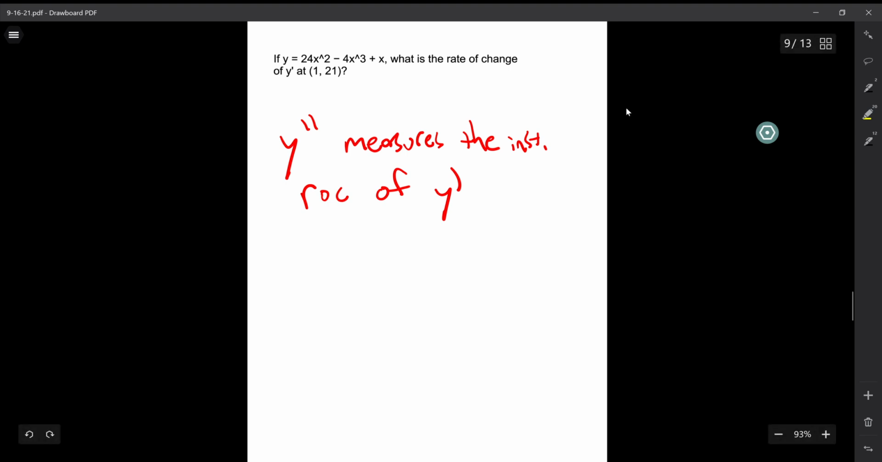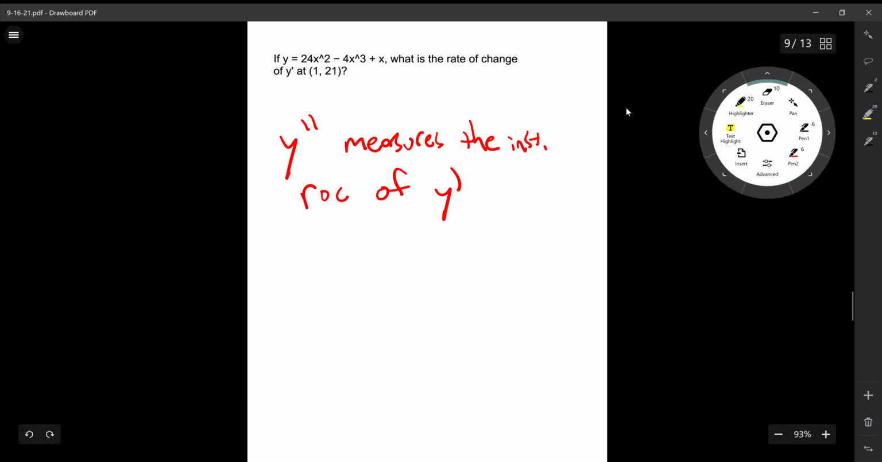Now, why is that and why can we justify that? Well, notice if I just take off one tick mark, what this is saying is y prime measures the instantaneous rate of change of y, and that's, of course, true, right? So it makes sense that y double prime has the same relationship to y prime as y prime has to y. So y double prime measures the instantaneous rate of change of y prime.